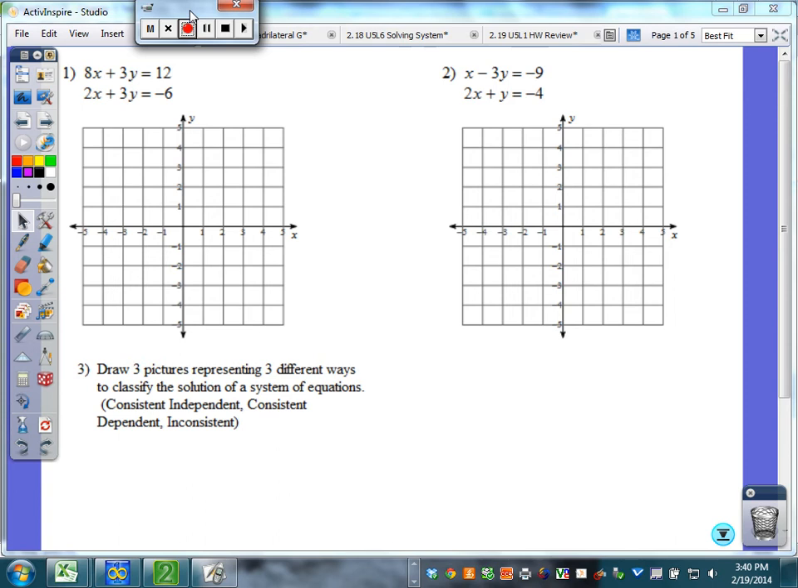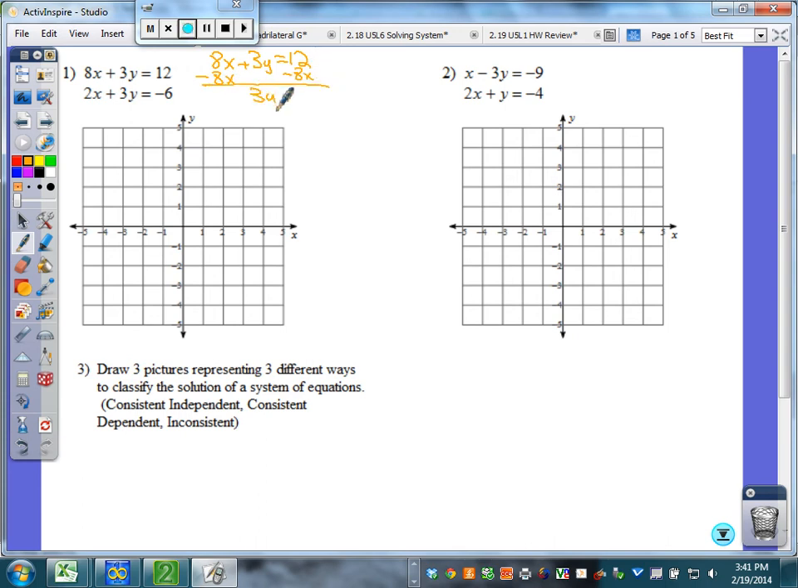Okay, so the first thing is we're going to go ahead and graph these system of equations to be able to find our solution. We have to graph them, so we have to go ahead and take each one of these equations and put them in slope-intercept form. So for the first one, we have 8x plus 3y equals 12. We're going to subtract the 8x from both sides. So we have 3y equals negative 8x plus 12. When we divide by 3, we get y equals negative 8/3 x plus 4.